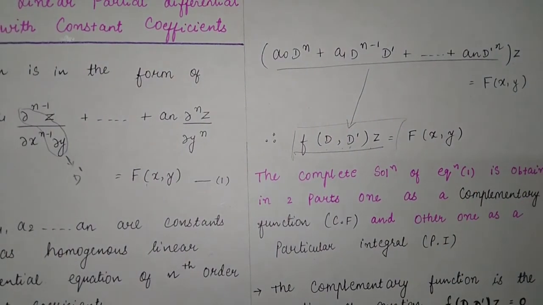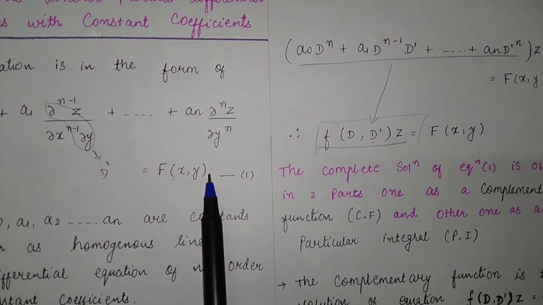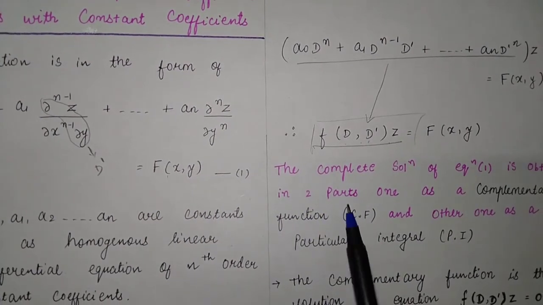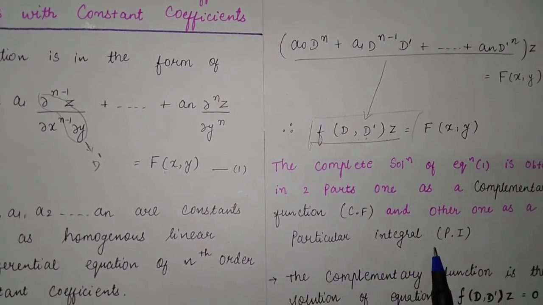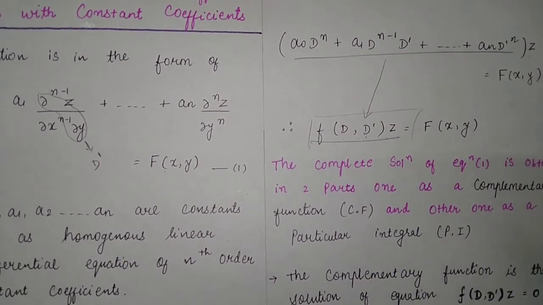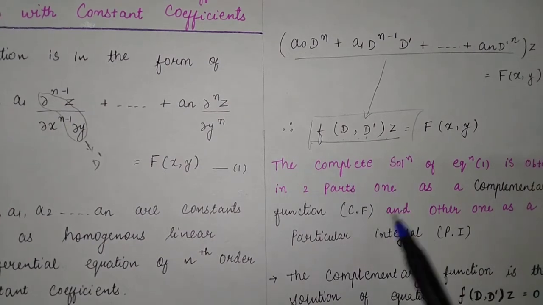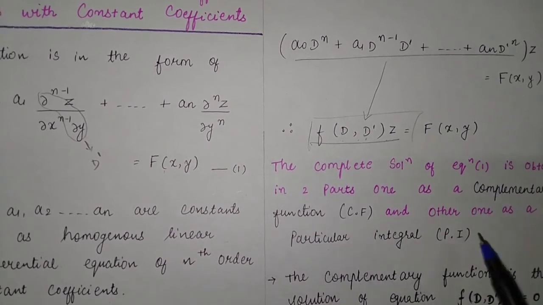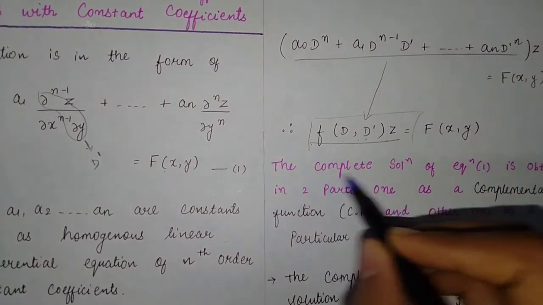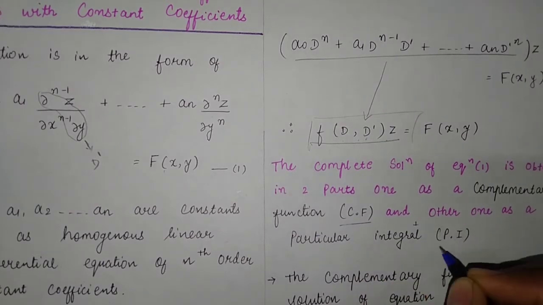The complete solution of equation 1 can be obtained in two parts. One is called the complementary function and the other one is called the particular integral. So for any given function, you have to find the complementary function and particular integral, and then to find the complete solution, you have to add both the parts. That is, you have to add CF plus PI. So your complete solution will be CF plus PI.